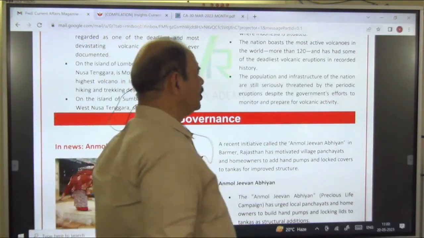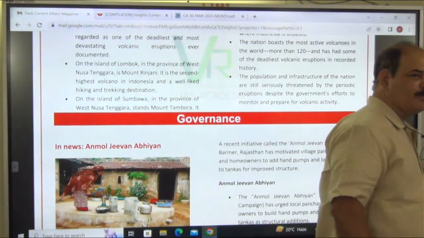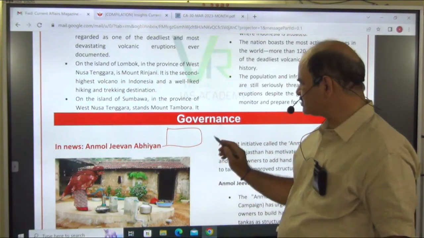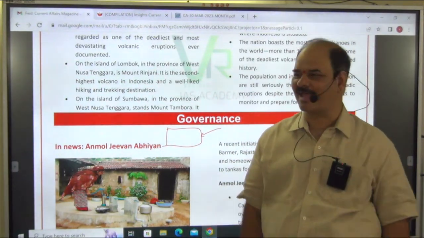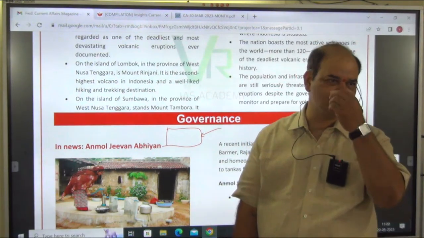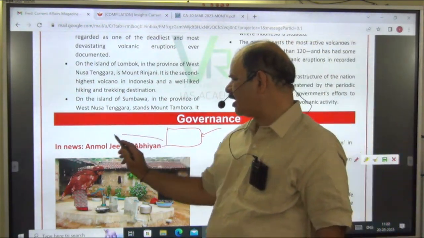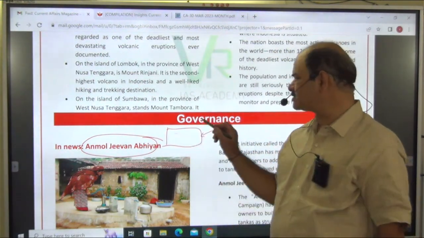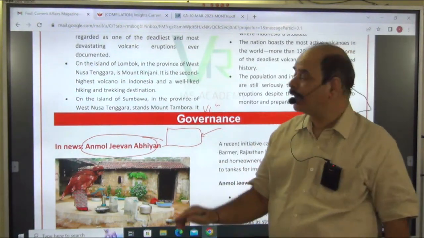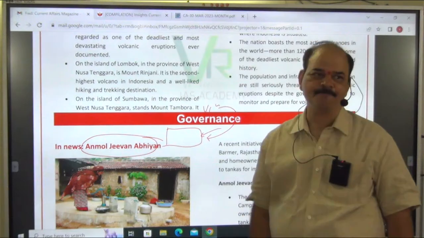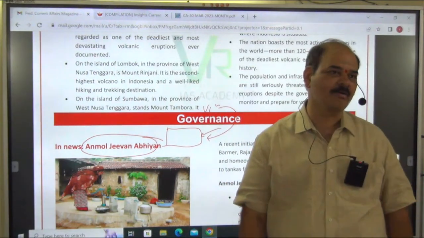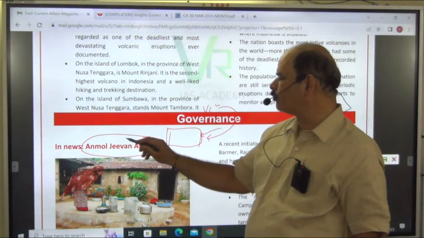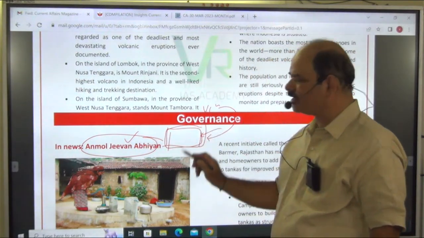Okay, see, frequently you can see in the newspapers cattle falling into the tank, or small children, they will fall in the tank and they will face death or any injury. So the aim of Anmol Jeevan Abhiyan is to see that all these tanks, whether the public tanks, now take the example of villages, gram panchayats, many tanks will be constructed by these gram panchayats, and most of them are open. So now the aim of Anmol Abhiyan is this tank should be covered.